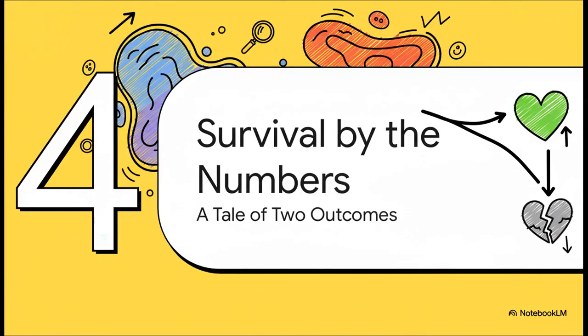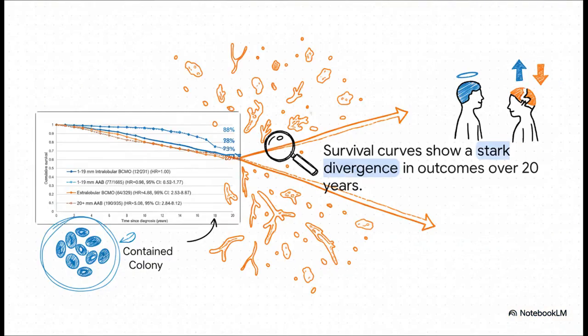Okay, so we've seen two cancers that look completely different. But why does this matter so much? I mean, really matter. Because the way they look on an image translates into a huge difference in patient survival. And this is where the story gets incredibly real. This chart right here, this is the climax of our investigation. It tracks patient survival over almost 20 years. That blue line way up at the top, that's for patients with the small, contained colony type. And the orange line down at the bottom, that's for patients with the diffuse invader. Just look at how dramatically those lines separate over time.